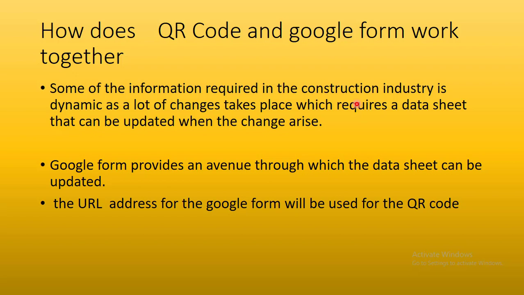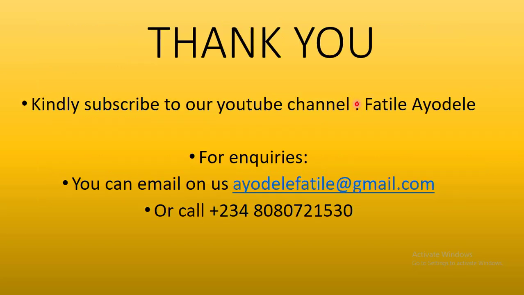With the QR code, you are embedding information. With Google Forms, you are able to store the information, because information on construction sites changes from time to time. The combination of these two solutions ensures that you are able to get your information when you need it, and when it changes, you are also able to have access to it, and you can also analyze the changes over a period of time.